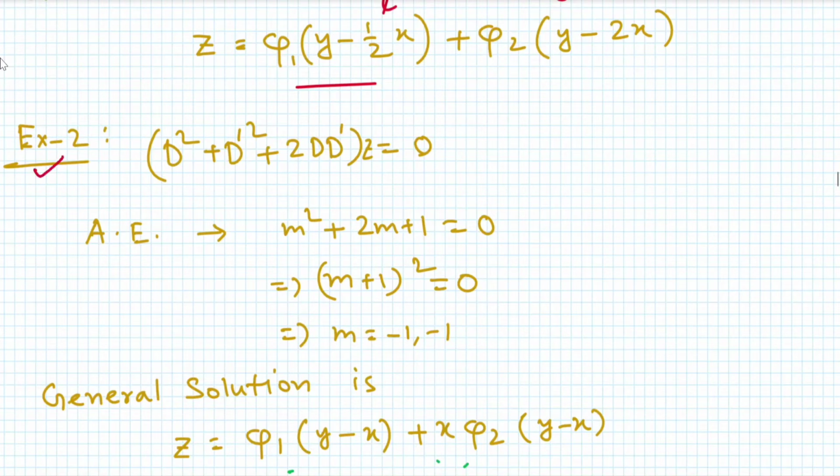Let us take another example, example 2: (D² + D'² + 2D')z = 0.